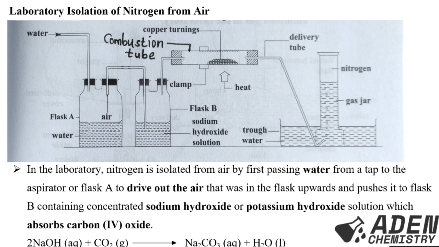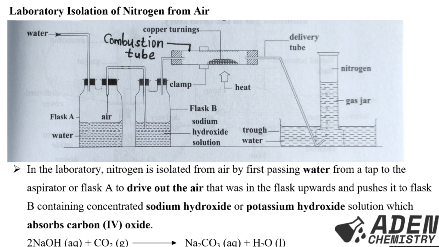So we're saying in the laboratory nitrogen is isolated from air by first passing water from a tap to aspirator or flask A, as you can see here. So what is the role of this tap water? To drive out the air that was in the flask upwards and push it to flask B containing concentrated sodium hydroxide or potassium hydroxide solution, which absorbs carbon dioxide.